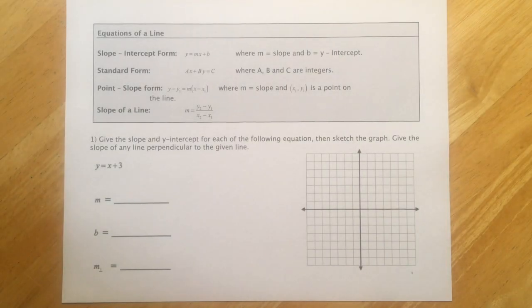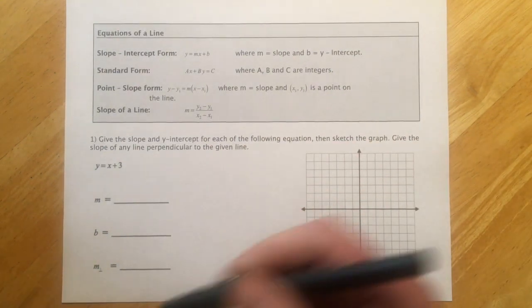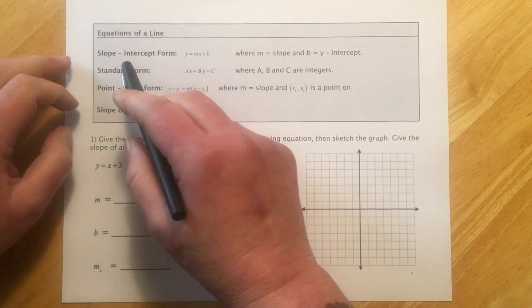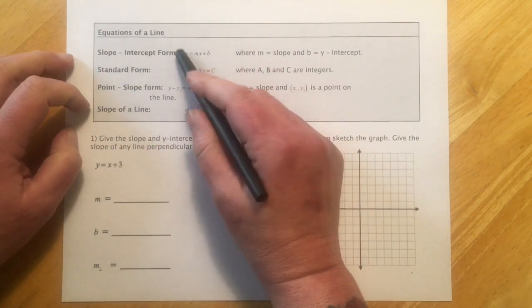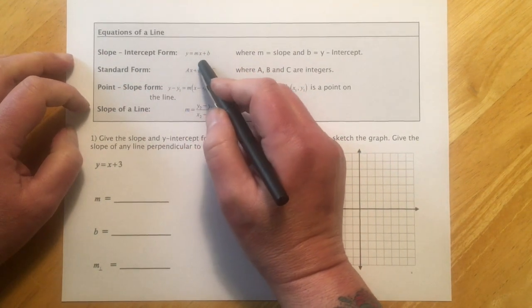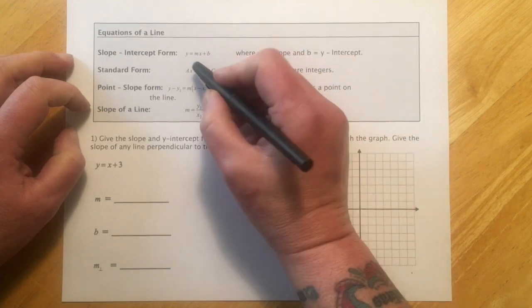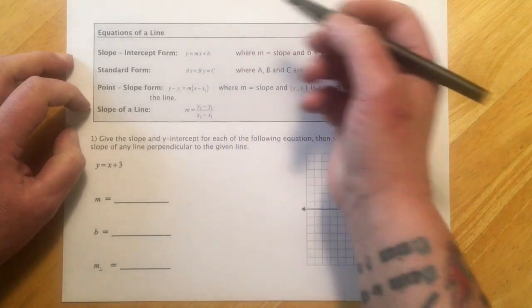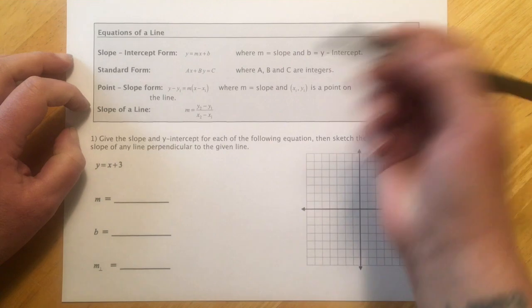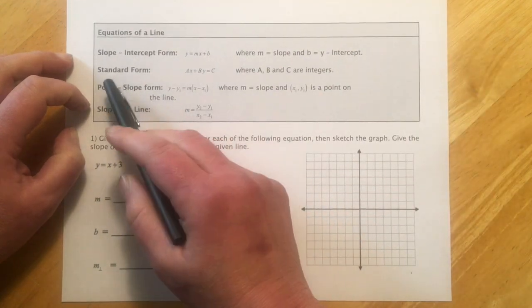Hey guys, in this video we're looking at finding the equation of a line, and we've got a couple of different formulas to go with this, so let me just run through them. We have slope-intercept form, and this is going to be the workhorse. It's y equals mx plus b, and in this case the m is always going to be our slope, and b is going to be our y-intercept. We saw those in the last section.